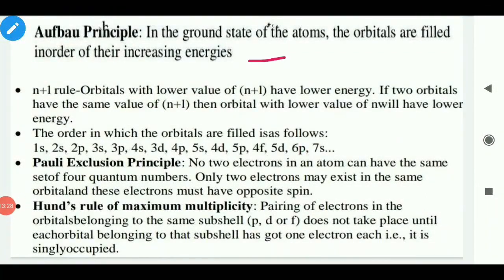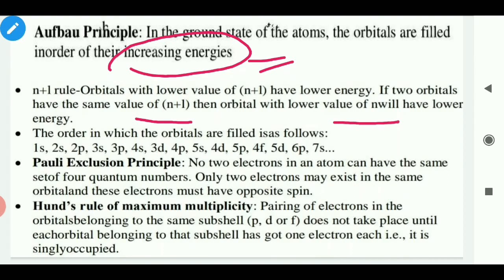Aufbau principle. In the ground state of an atom, the orbitals are filled in the order of their increasing energy. n plus l rule. Orbitals with a lower value of n plus l have lower energy. If two orbitals have the same value of n plus l, then the orbital with the lower value of small n will have lower energy. The order in which the orbitals are filled is as follows: 1s, 2s, 2p, 3s, 3p, 4s, 3d, 4p, 5s, 4d, 5p and so on.